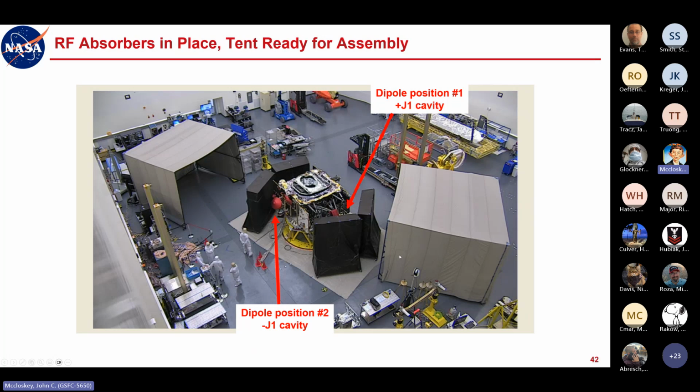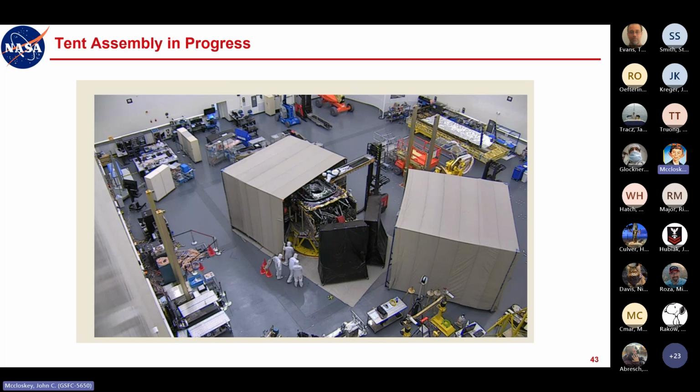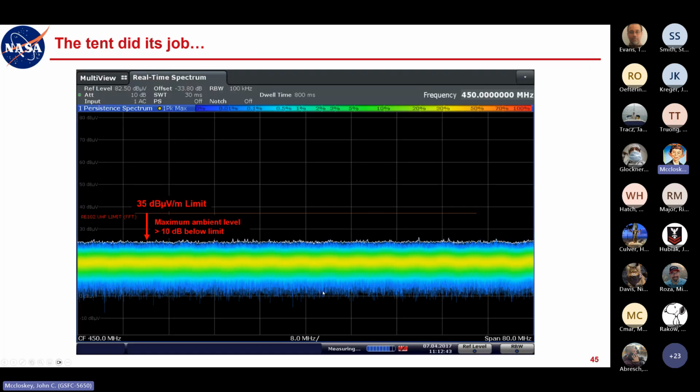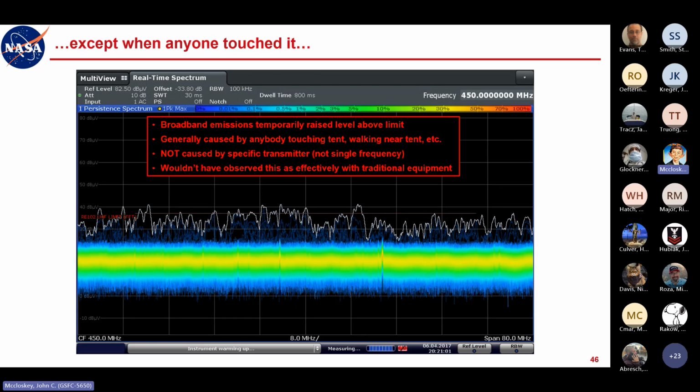We've been using tents like this for testing at Goddard. Maybe from the same manufacturer, I'm not entirely sure, but anyway, one goes in place, the other goes in place. So there's the test assembly. The tent is now fully assembled and ready to go. So the tent did its job. The maximum ambient level was about 10 dB below the limit. So that's good, except when anyone touched it.